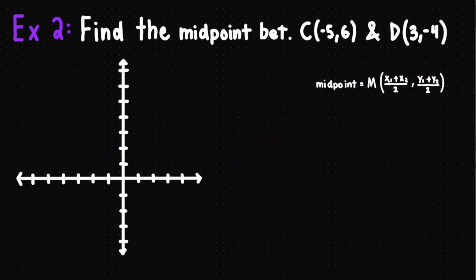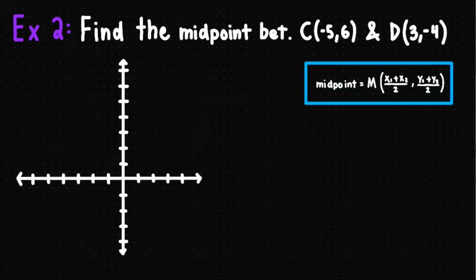So let's go on with this next example. Let's first box this one. Our goal now is to find the midpoint between points C and D, whose coordinates are given by first (-5, 6), then next we have (3, -4).